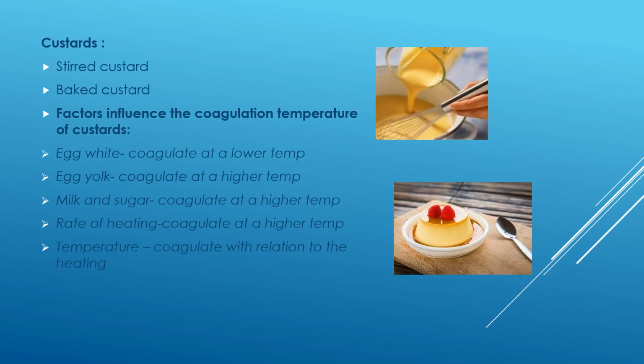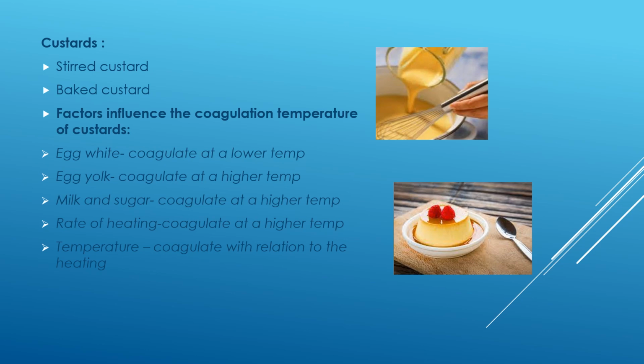Custards are one of the examples of egg as a thickening agent. What are custards? They are sweetened milk mixtures thickened with egg and usually flavored with salt and vanilla. They can be of two types, stirred custard and baked custard.